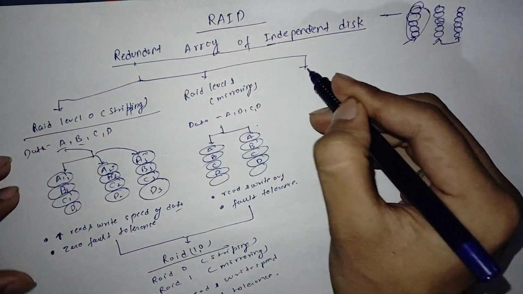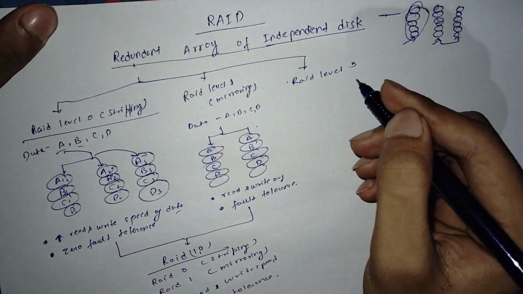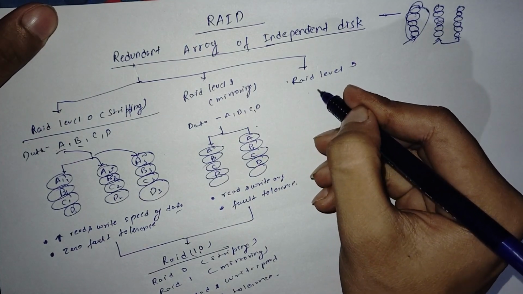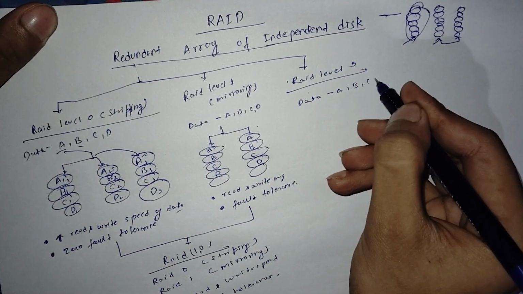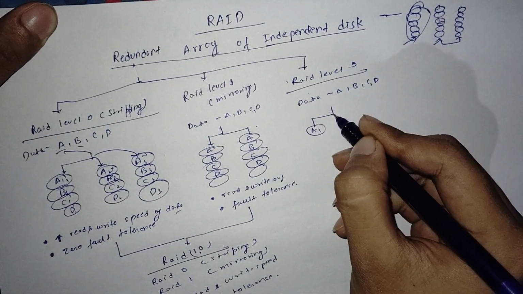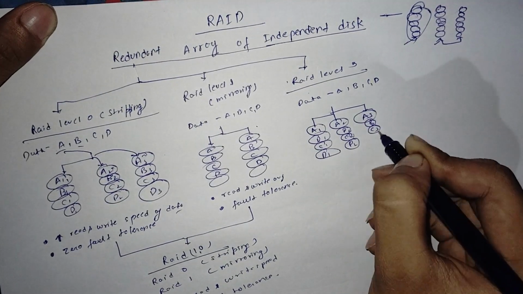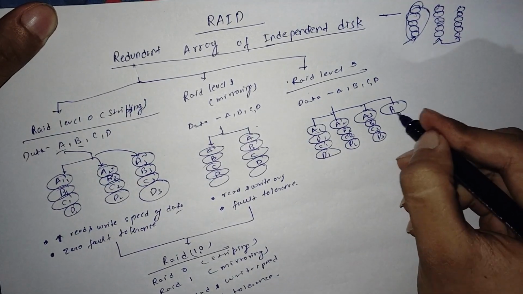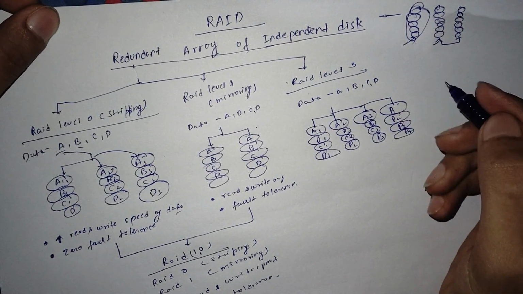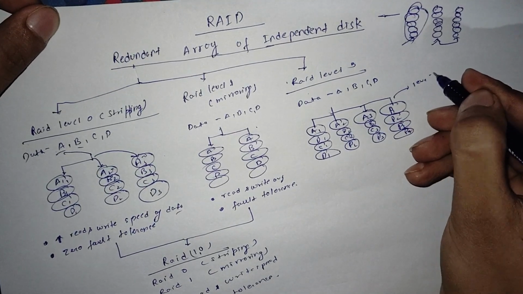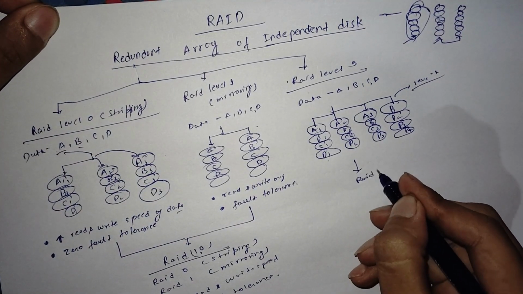Now our third level is RAID level 5, which is known as parity. In this, let's suppose we have data A, B, C, and D. Then we will store A1, A2, A3, B1, B2, B3, C1, C2, C3, D1, D2, D3, and we will have a parity section P, which has parity P1, P2, P3, and P4. When the parity is on a separate disk, it is known as RAID level 4. And when we combine these parities in the same disks, just like this, it is RAID level 5.